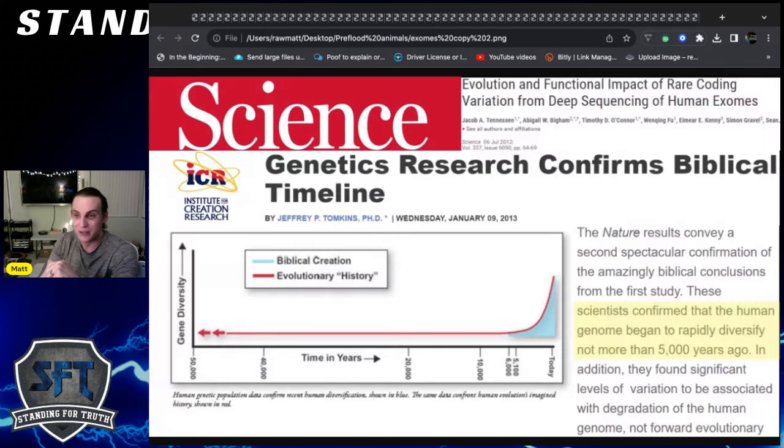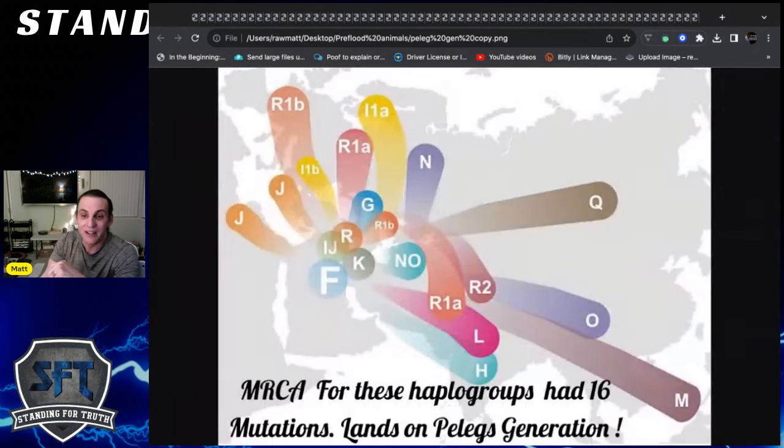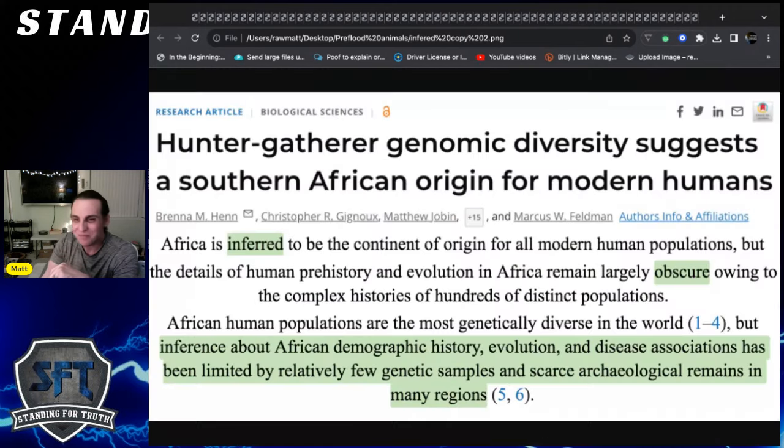Then when we go into other genetics, when we look at SNVs, we find that, oh, look at that. Human diversity rapidly explodes about 5,000 years ago. Oh, shocker. I wonder when that was. Oh, look, Peleg's generation. So they admit this, by the way. They admit that Africa is inferred to be the continent of origin for all human populations, but the details of the human prehistory of evolution in Africa is largely obscure, owing to the complex histories of hundreds of distinct populations. So they don't even know.